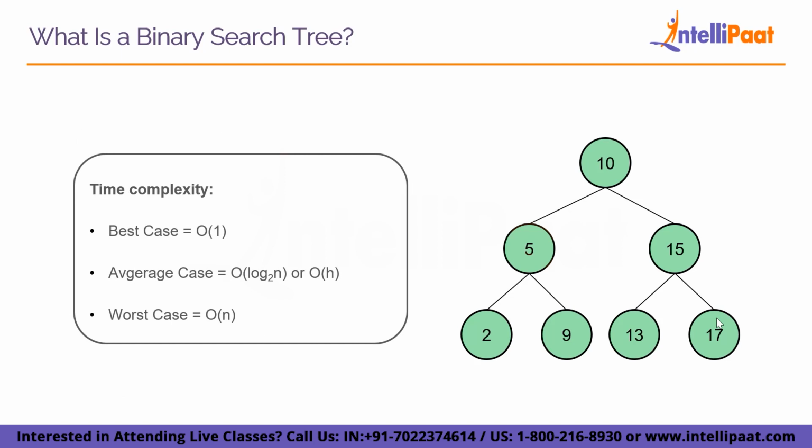In the best case scenario, the time complexity of a binary search tree is O(1). In the average scenario, it remains O(log n), or O(h), where h is the height of the tree. And in the worst case scenario, its time complexity becomes O(n), where n is the total number of nodes in a binary search tree.